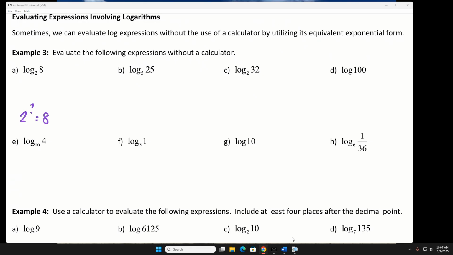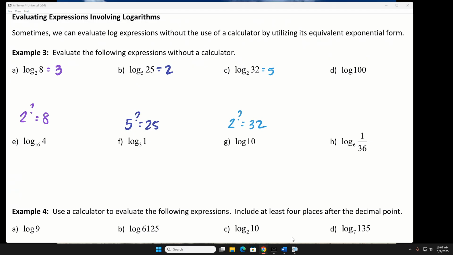3rd, good. I thought you were holding up 2 fingers. All right, and then for B, you would ask yourself, 5 to what power gives you 25? Yep. Now some of these is stuff you might not have memorized, so it might take you a second to figure it out. What do you guys think about C? 5, good.